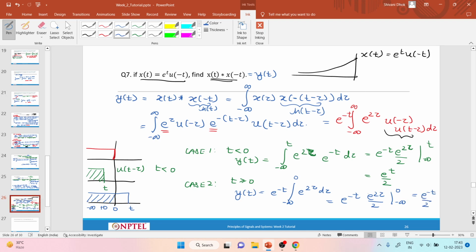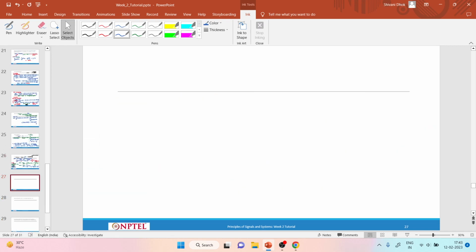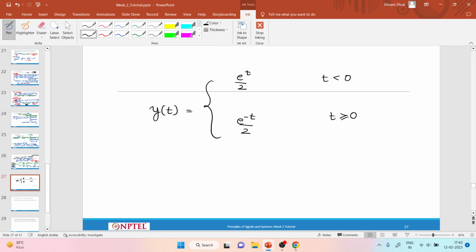So basically we are having two cases. My output y of t is based on two cases. For the first case my output is e power t by 2 when my t is less than 0, and it is equal to e power minus t by 2 when my t is greater than or equal to 0. So this is the answer for the convolution. Are there any doubts for this question?